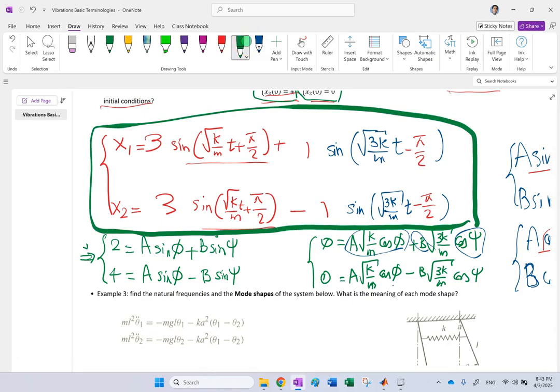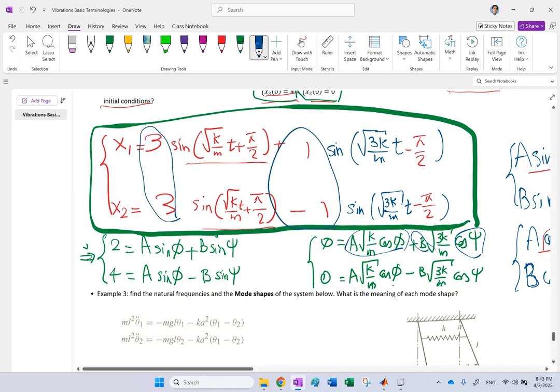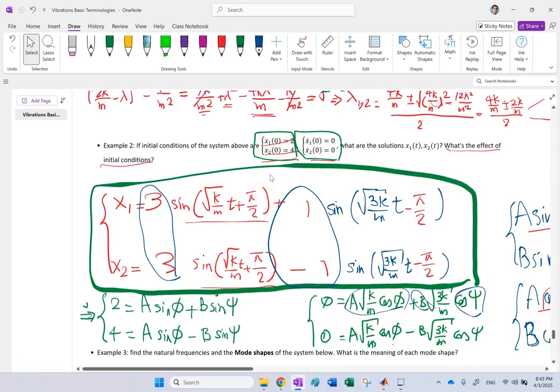Combination of 2 harmonics with the frequencies of square root k/m and square root 3k/m, and with the relative mode shapes of 1 to 1 and 1 to -1. All of these constants come from the initial conditions here. Okay? Now, one thing that I want to talk about is which one of these 2 frequencies has a bigger weight. I mean, look at the weights.